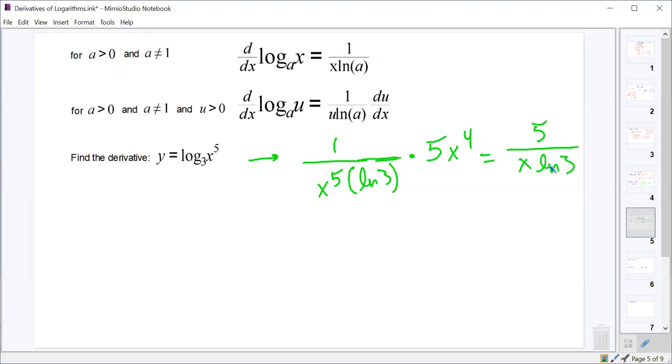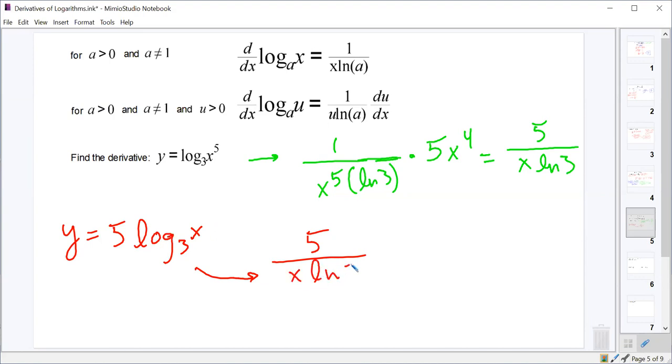Now, could we have also used log rules first on this? Could we have written this as y equals 5 log base 3 of x? And then our derivative would have been 5 times the derivative of log base 3 of x, which would be 1 over x ln 3. So in this case, maybe using the log rules makes it a little bit quicker and easier. But either way is good. Any issues with that? Everybody see both methods there? Good with that? Yeah.